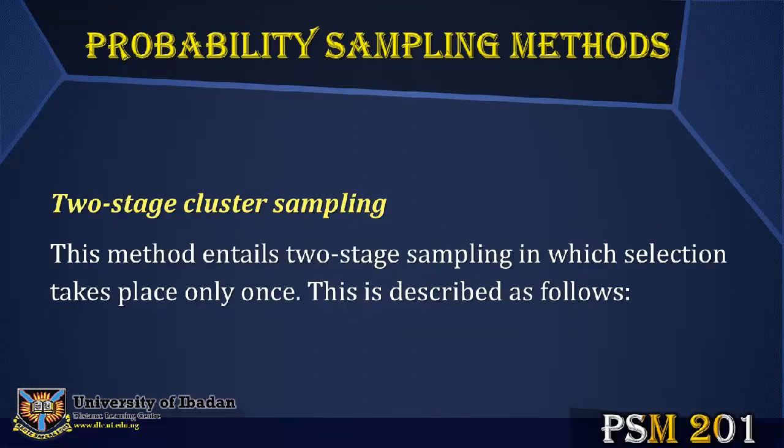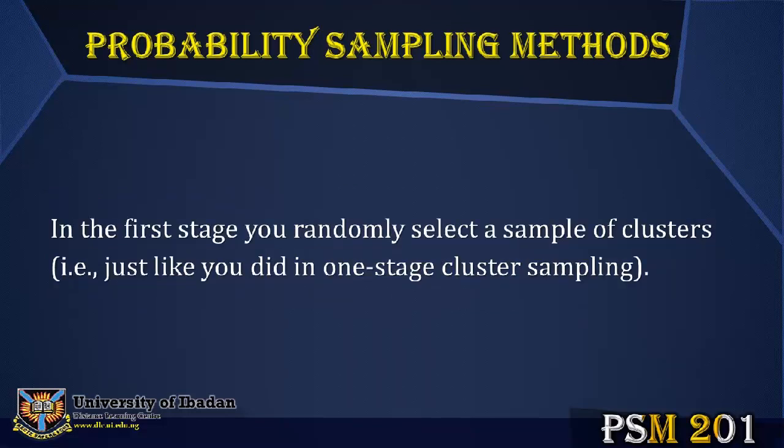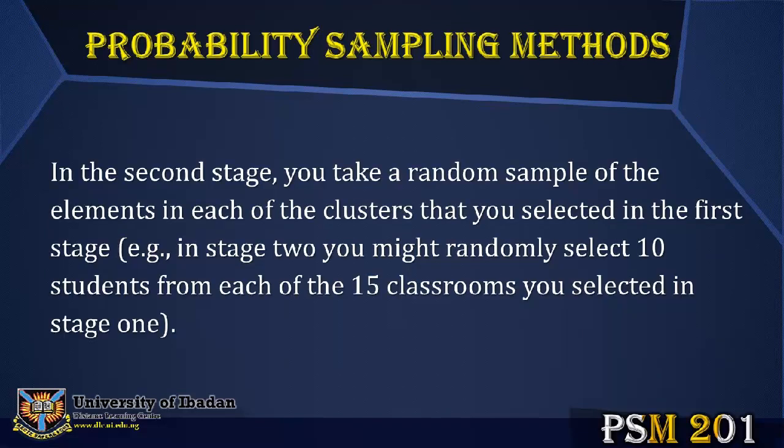Two-stage cluster sampling. This method entails two-stage sampling in which selection takes place only once. This is described as follows. In the first stage, you randomly select a sample of clusters, just like you did in one-stage cluster sampling. In the second stage, you take a random sample of the elements in each of the clusters that is selected in the first stage.